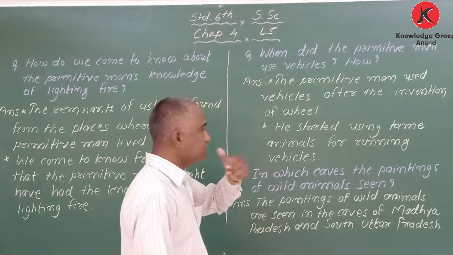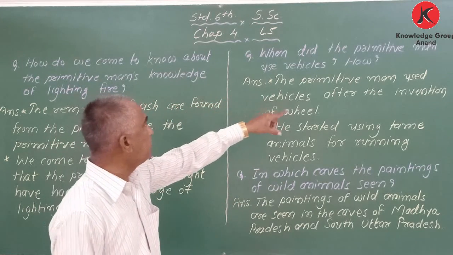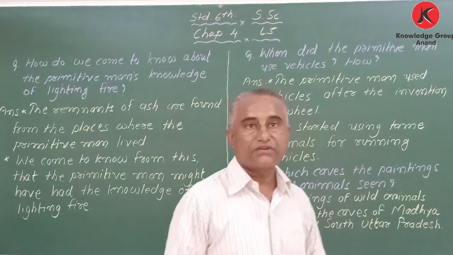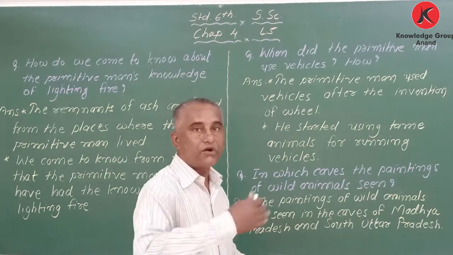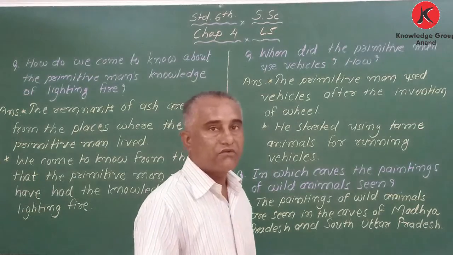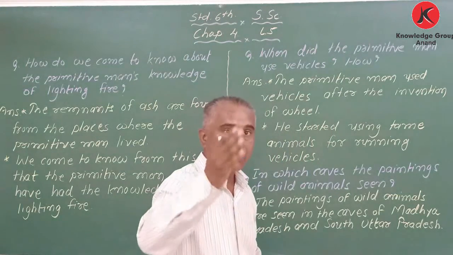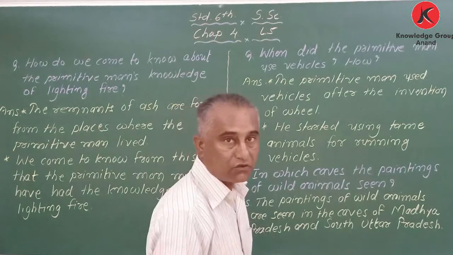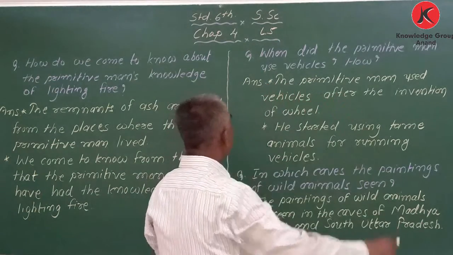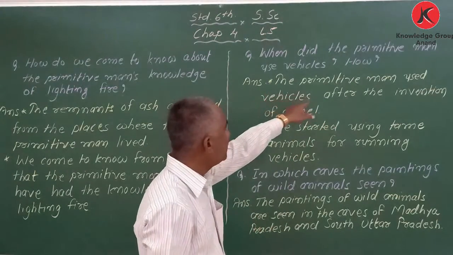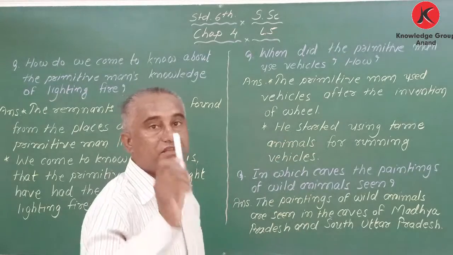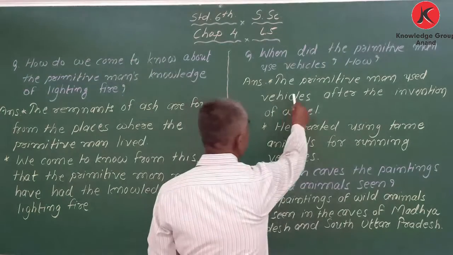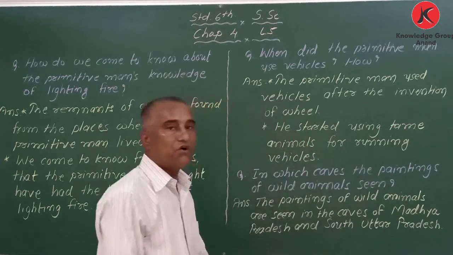Got it? Now next question is: when did the primitive man use vehicles, and how? After the invention of the wheel, he came to know about the wheel. He got the idea when he was on a slope and a log of wood was running from top to bottom, and he got the idea of the wheel. So the primitive man used vehicles after the invention of the wheel.